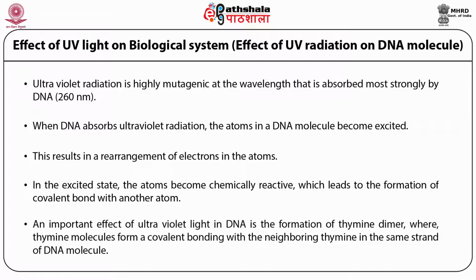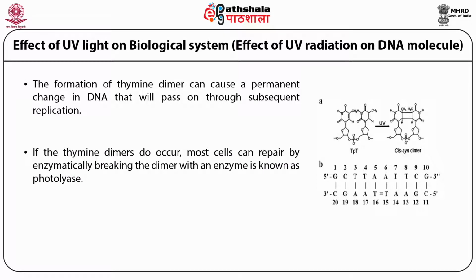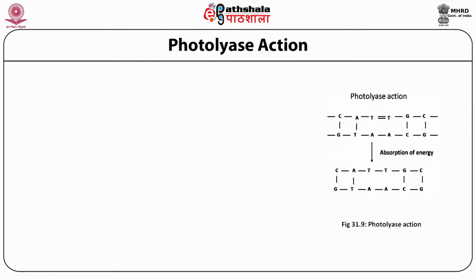An important effect of ultraviolet light on DNA is the formation of thymine dimers, where a thymine forms a covalent bond with the neighboring thymine in the same strand of the DNA molecule. The formation of a thymine dimer can cause a permanent change in DNA that will pass on through subsequent replication. If thymine dimers do occur, most cells can repair them by enzymatically breaking the dimer with an enzyme known as photolyase. The action of photolyase depends on the absorption of visible light, which is shown in figures A and B. Let us go in depth about photolyase action, which is explained in figure 31.9.